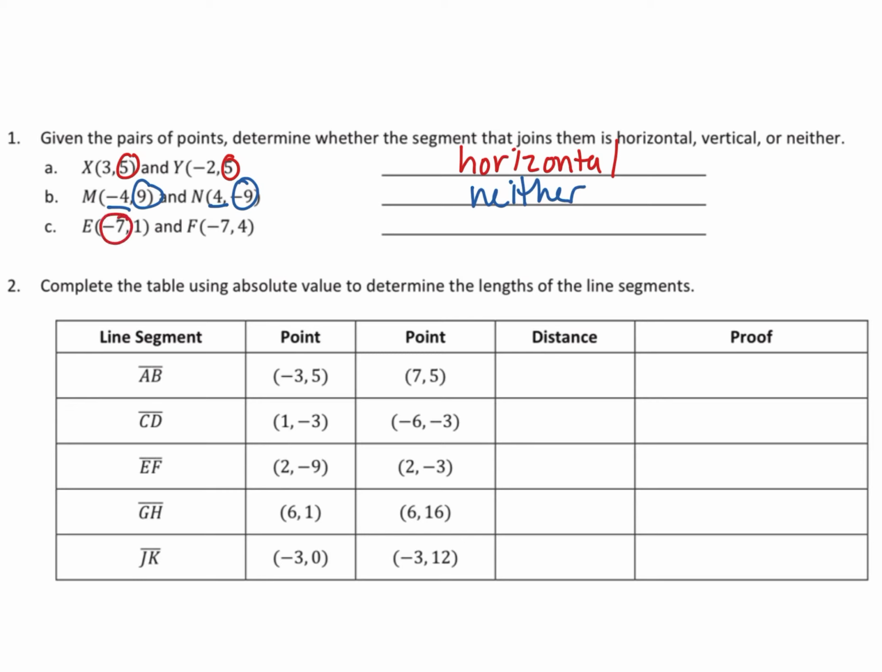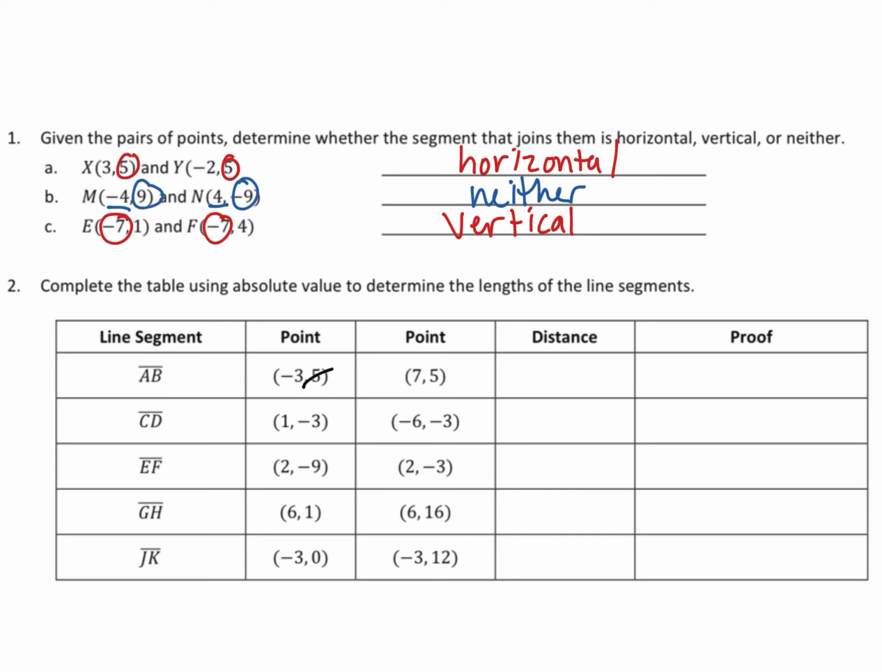Then in the third one, we see that the x coordinates are the same, so this is going to be vertical. You can either just memorize this fact, or you might even just sketch it out on a graph really quickly. Go to -7, 1, and -7, 4, and you'll see, oh yeah, that's going to be up and down.